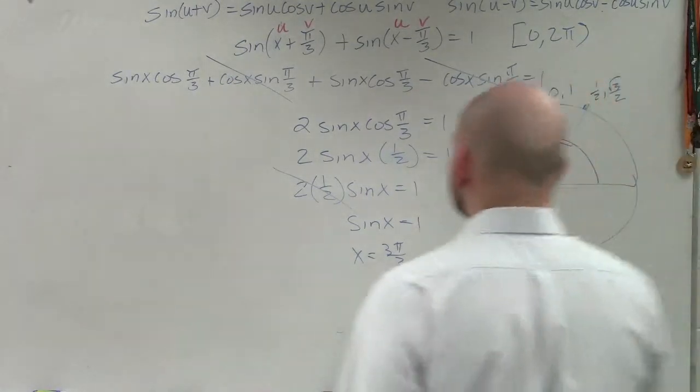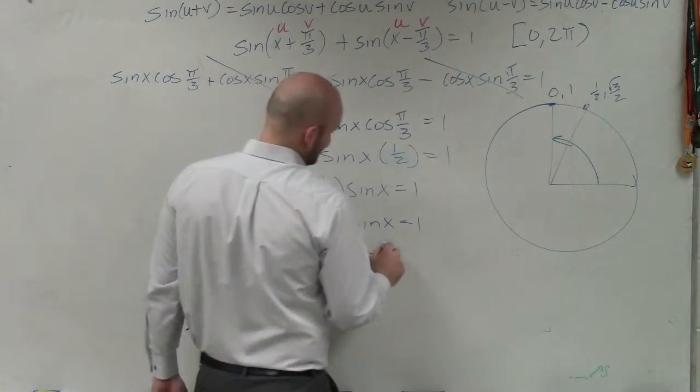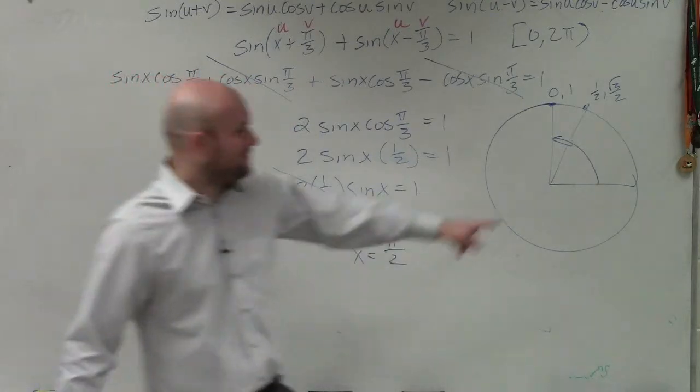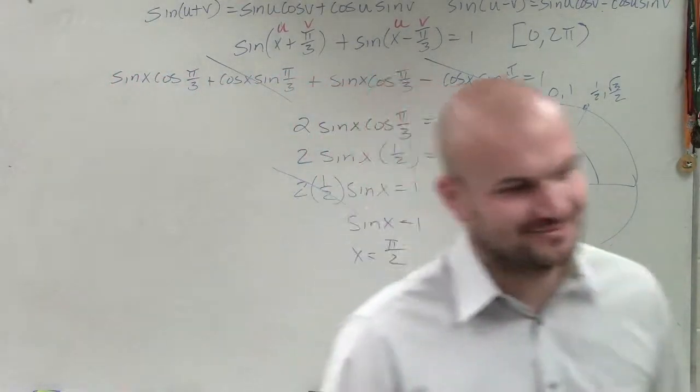Oh my God. Yeah, that's not right. Just checking. 3 pi over 2 would be -1. If it was solved for -1, it'd be 3 pi over 2. The answer is pi over 2.